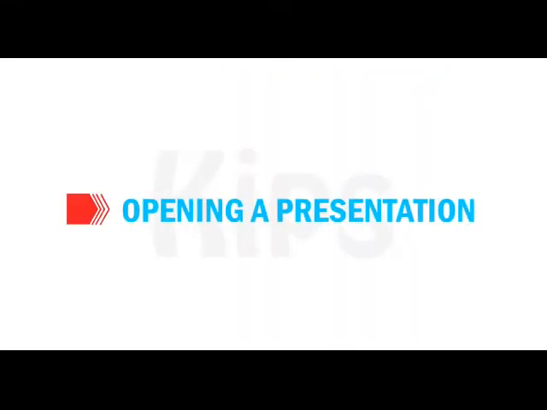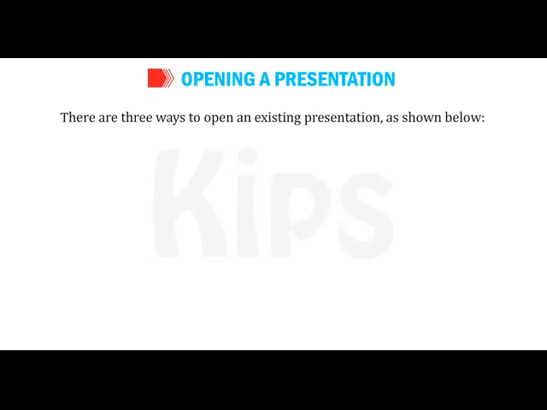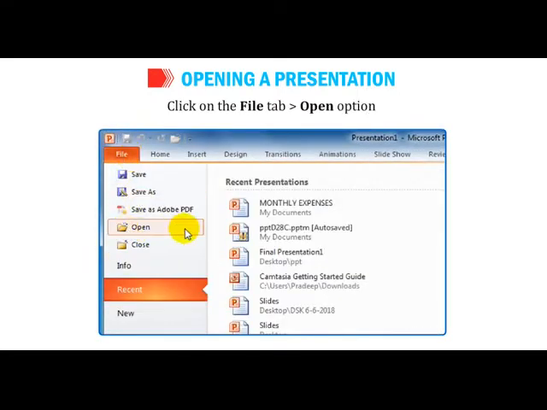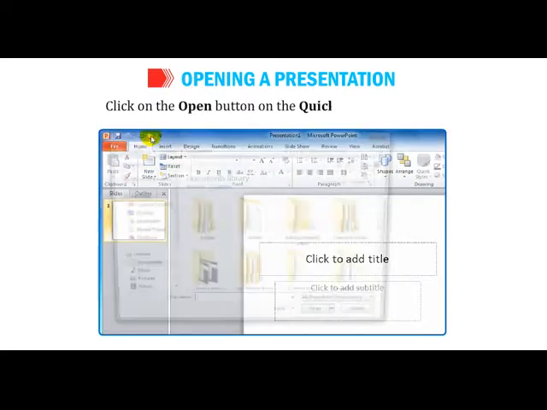Now let us talk about opening a presentation. There are 3 ways to open an existing presentation as shown below. Number 1. Click on the File tab, then go to Open option. Number 2. Click on the Open button on the Quick Access toolbar.